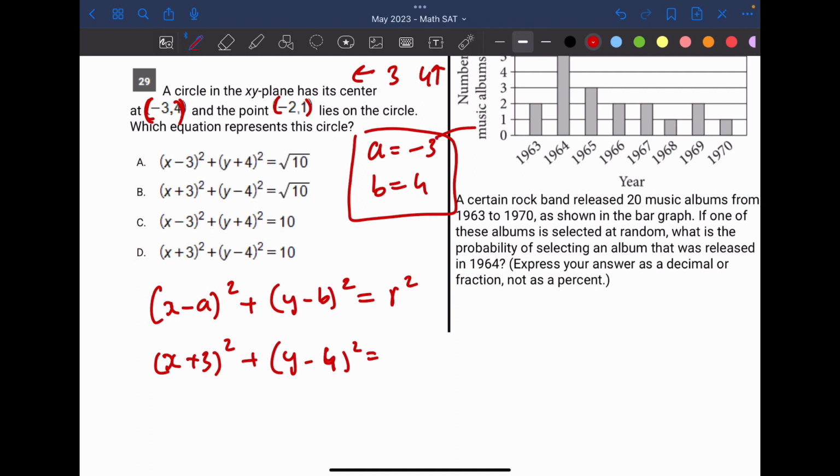But once again, all I did is I plugged in -3 into A. So negative minus gives you positive. So 2 negatives make it positive. And then if you have 4, it's y minus 4. That's all that happened here. So I just plugged in A and B.